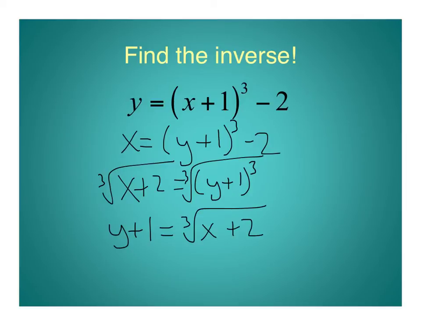With cube roots or fifth roots or to the first power, any odd power, we don't need the plus or minus. Only comes into play with the even numbered powers. We're going to have y equals the cube root of x plus 2 minus 1. Now let's add the little negative 1 up here to denote that it's the inverse. So y to the negative 1 is the inverse of the original function. And we are donezo.